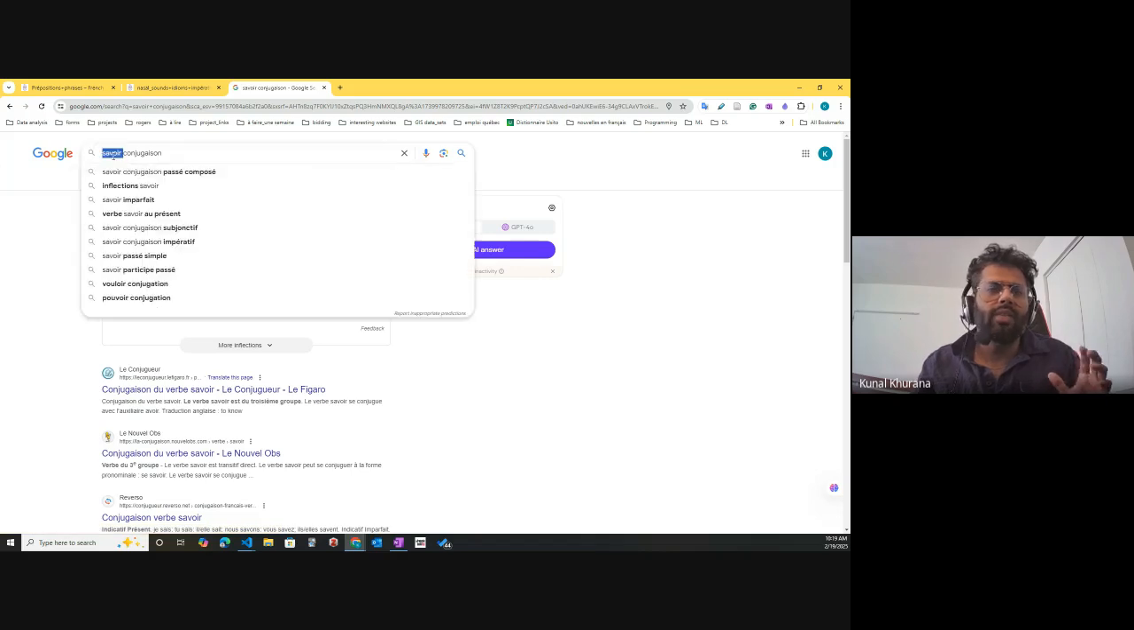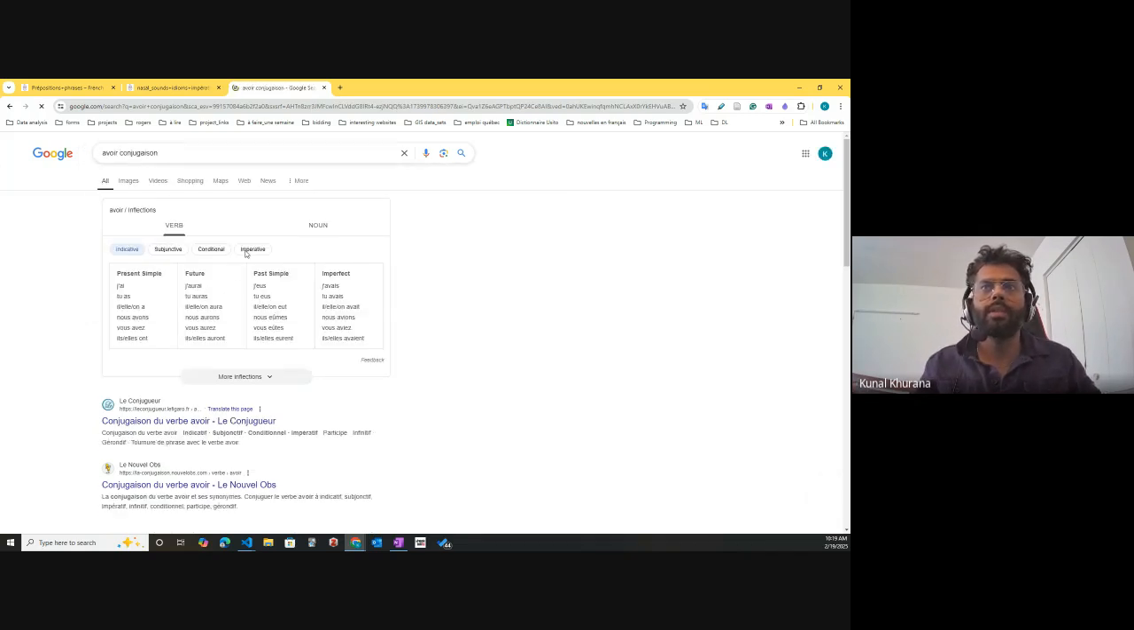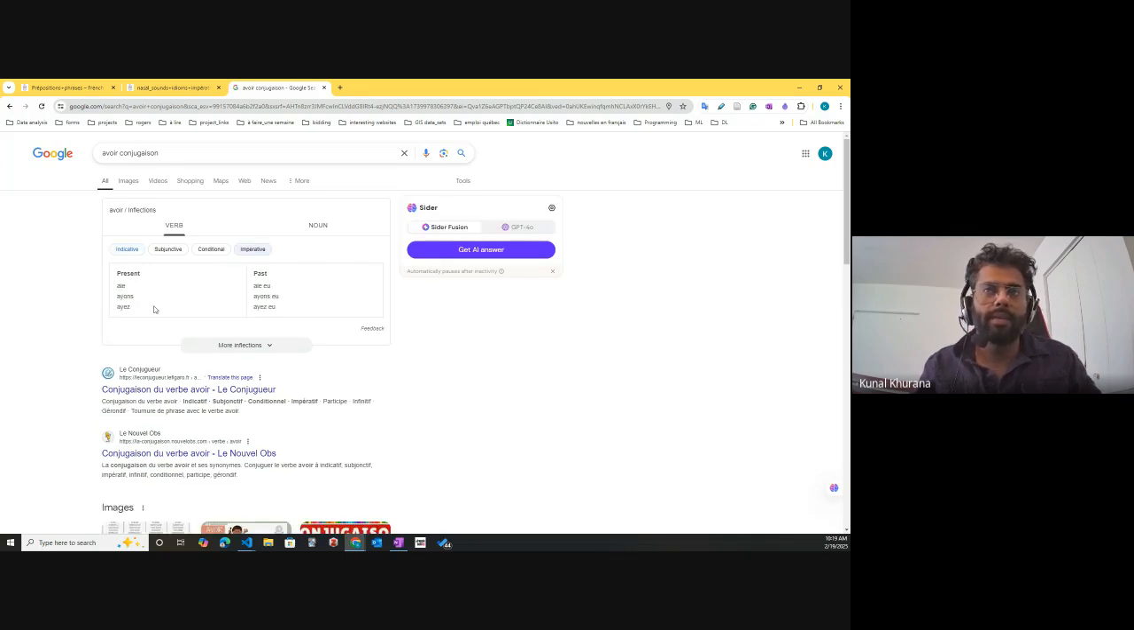So three verbs I could say, but there are many that are used a lot with être that we have done. Avoir, bien sûr, of course, avoir is always there. So you know this by heart. J'ai, tu as, il a, nous avons, vous avez, ils ont, and its imperative is aie, ayons, ayez. So in writing, generally we see this.